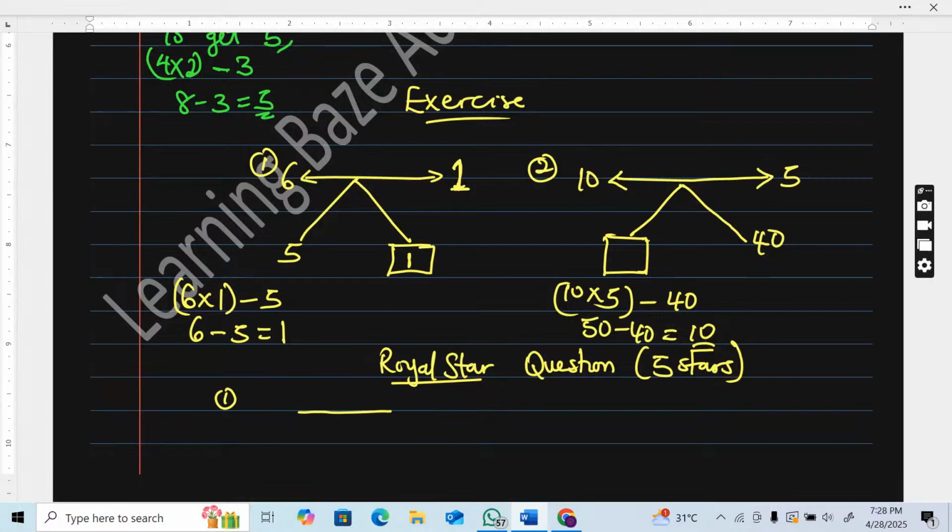All right, so everybody pay attention right now. Draw the diagram. 6 on the left and 30 on the right. Go ahead. What is the correct answer?